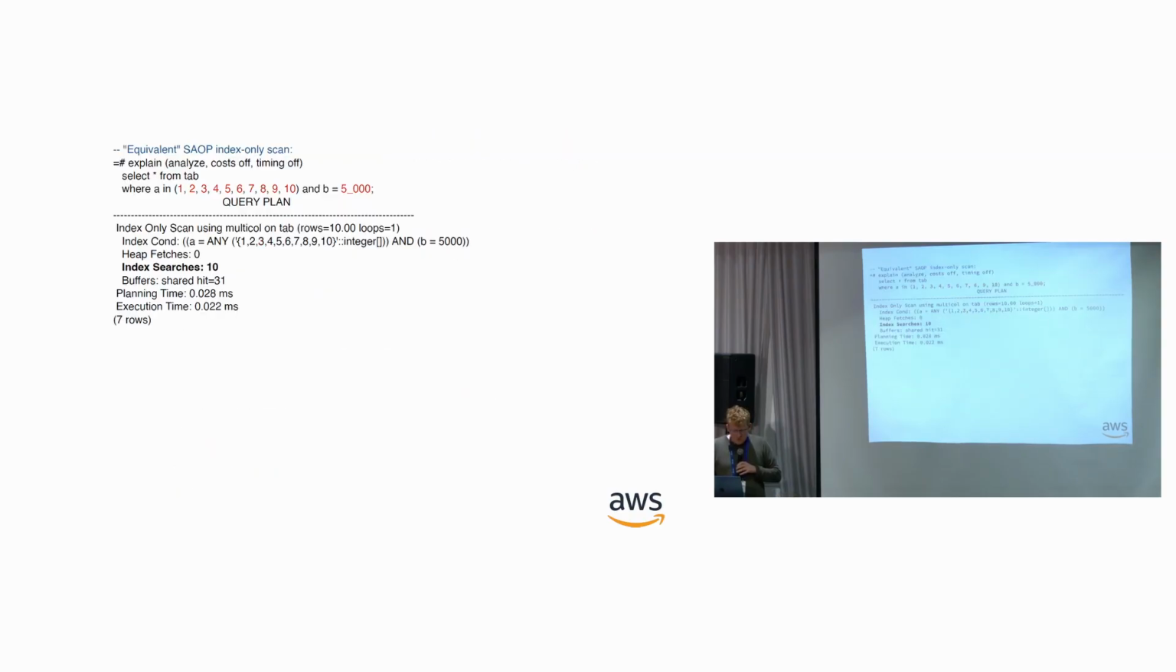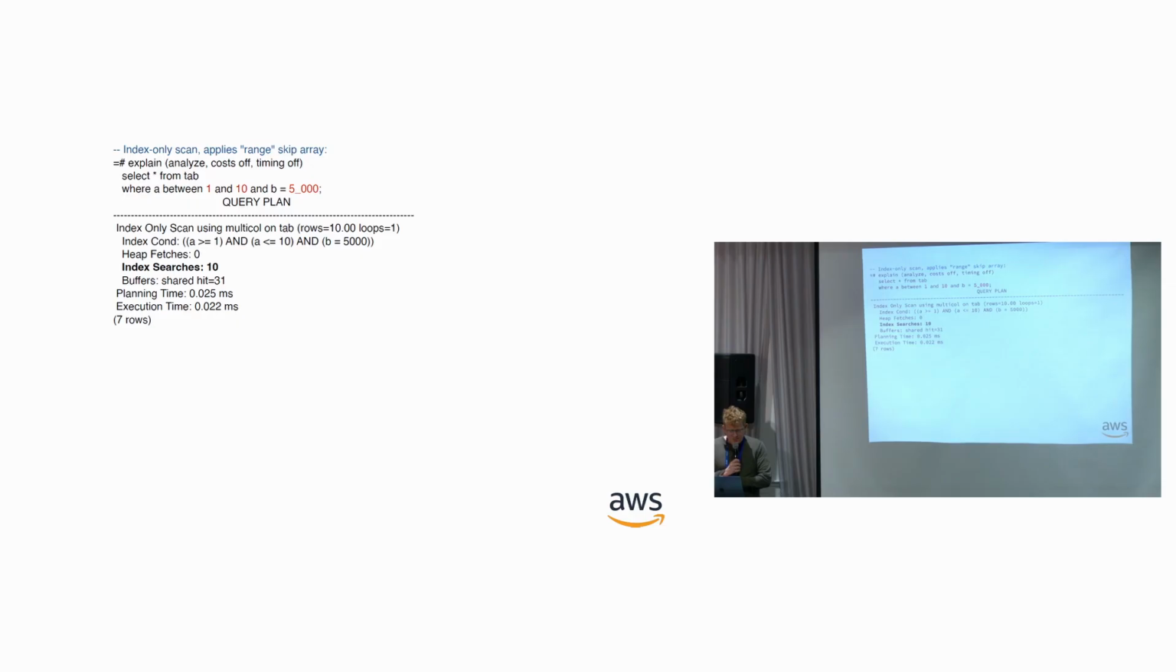Okay, so I'm actually showing this here. Now, we only require 10 index searches here because we know from the predicate exactly what we require. So that's fairly similar, but not quite, because we don't have those 2 extra index searches as we did with the skip scan.